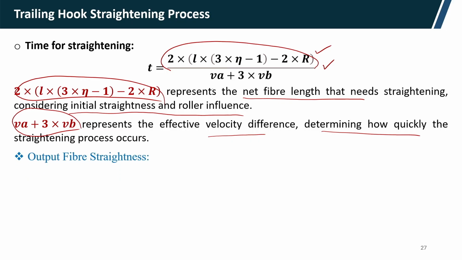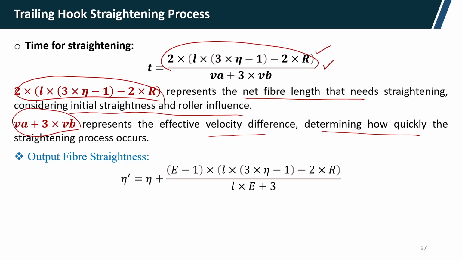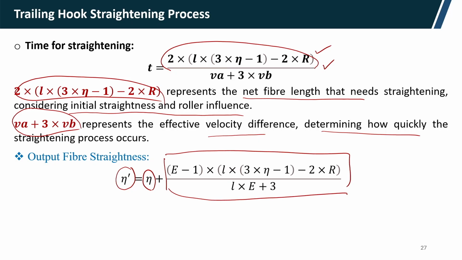So, output fiber straightness also we can derive. This is the output fiber straightness, eta dash, and it equals the input fiber straightness plus this total factor, which can be derived, which is a function of the draft, total length of the fiber, initial straightness, and R, the distance from the accelerating point to the roller nip. So, all these factors are there, and this can be derived.